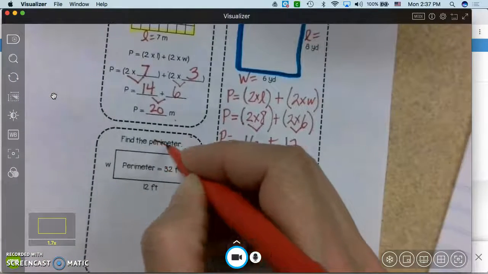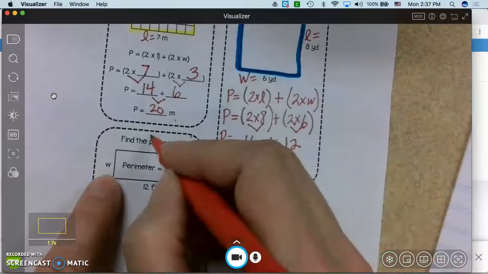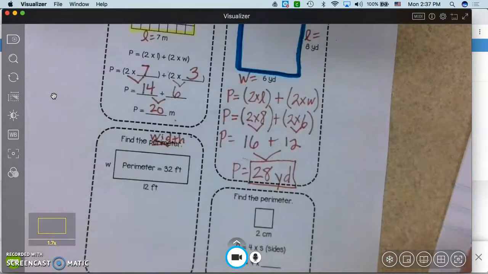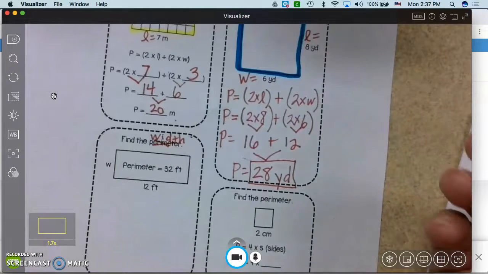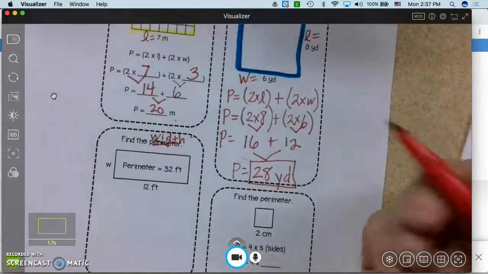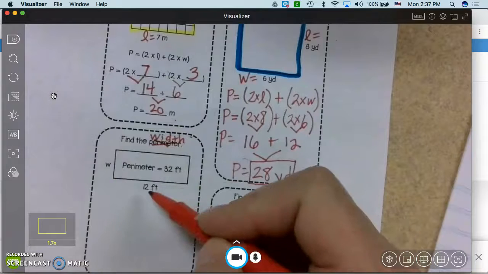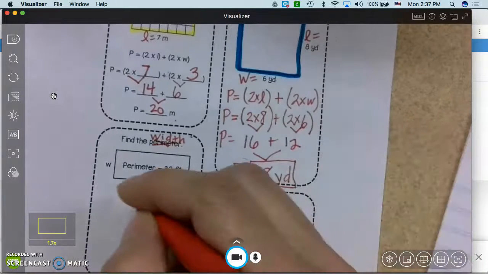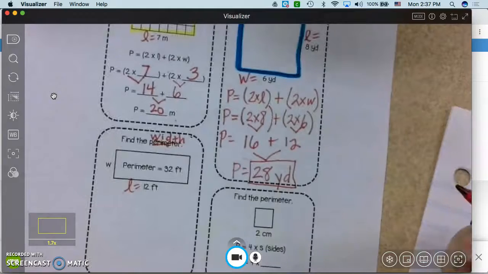So I'm not going to be finding the perimeter. I'm going to be finding my width. So mark out that word perimeter there and write width at the top. We're really looking for the width. All right. It doesn't tell us what 12 is, but if this is our width, what does 12 have to be? Our length. Very good. So I'm going to write an L there.